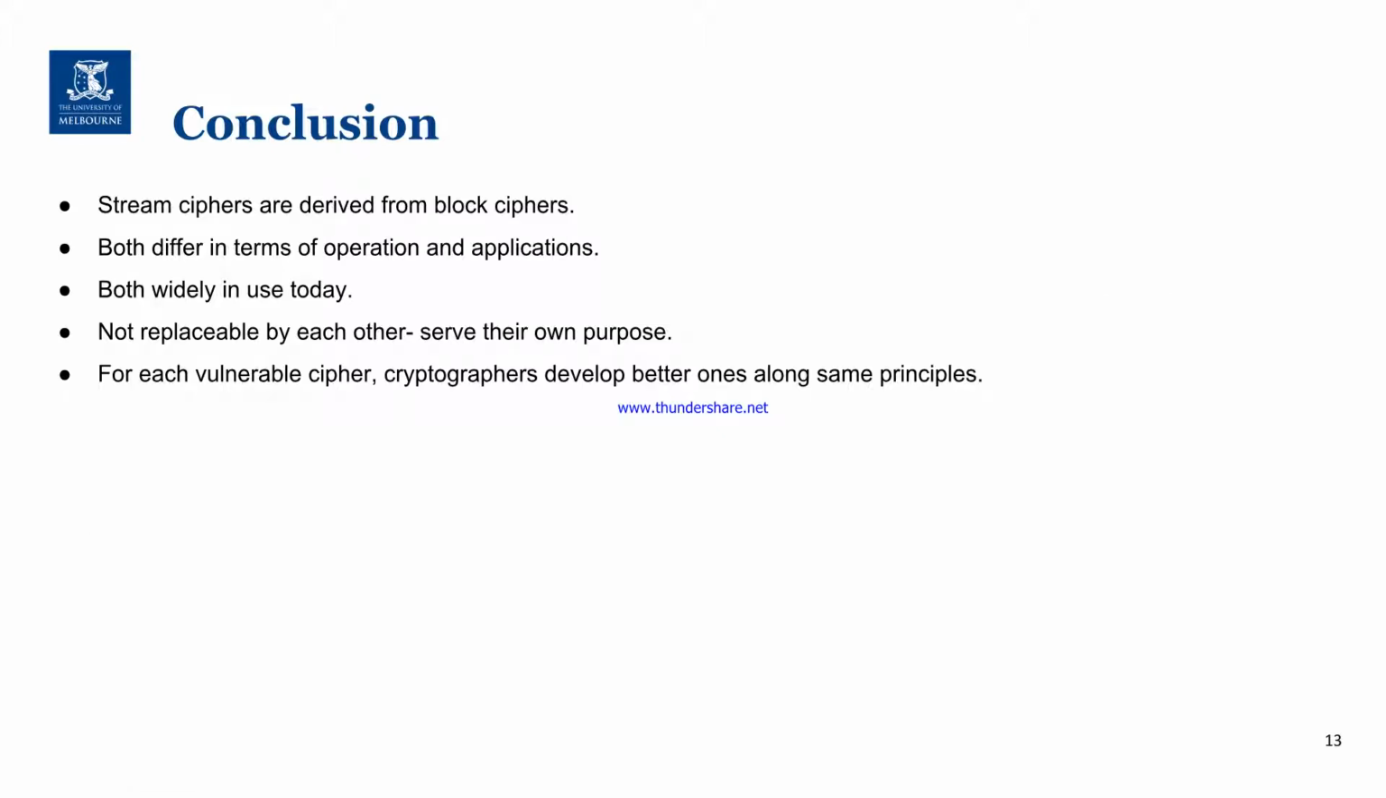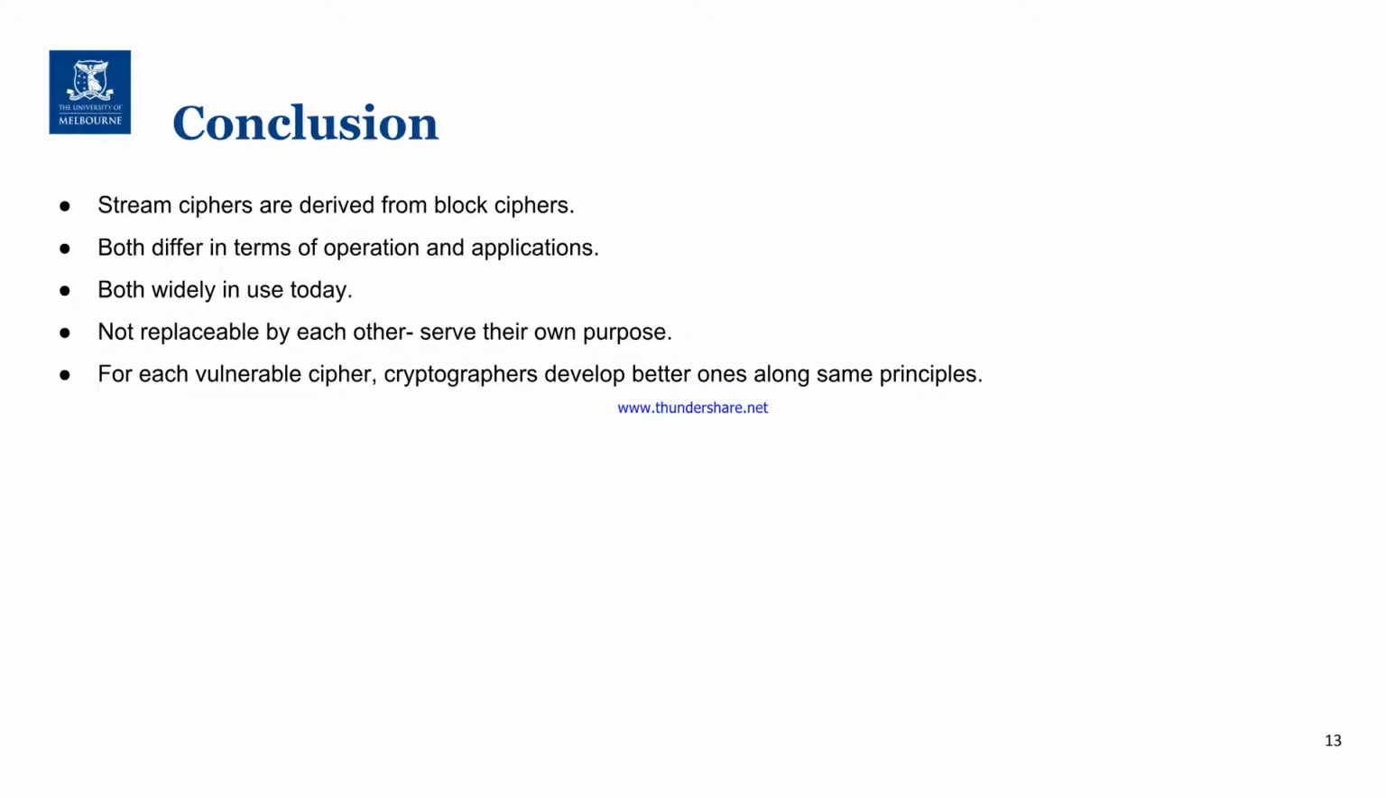So to conclude, we found out that stream ciphers are derived from block ciphers and both differ in terms of their operations and their applications. Even though stream ciphers are sometimes faster, or show different kinds of metrics in different places, they are still both widely in use today, and they are not replaceable by each other. They serve their own purpose, they have their own applications and their specialities.